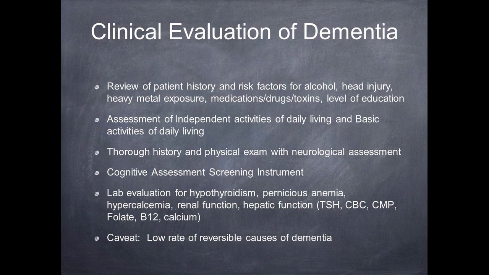So as I think about it from a physician standpoint, the things I'm thinking about: what are the risk factors for memory problems? So alcohol use, a head injury, very rarely do I see people with heavy metal exposure, so people working in some sort of smelting factory or something. Medications, because that can present as dementia. So you've got to think about meds as something that's contributing to the slowness of thinking.